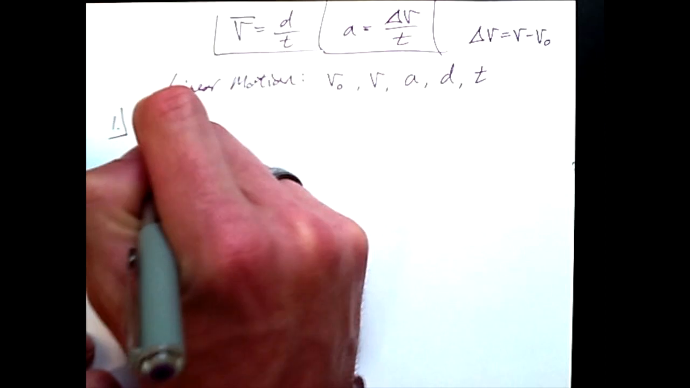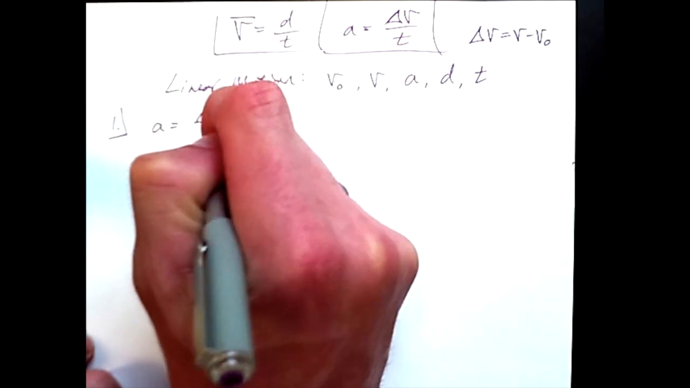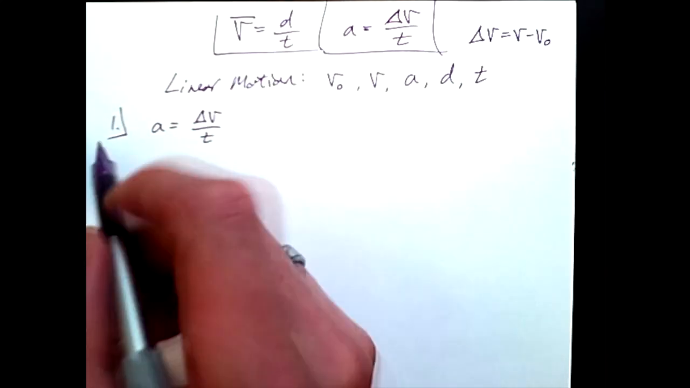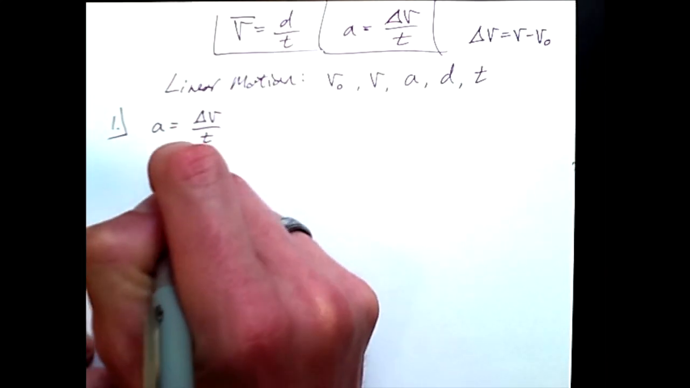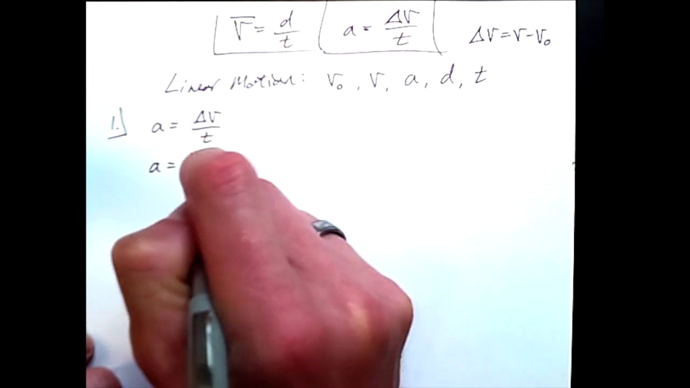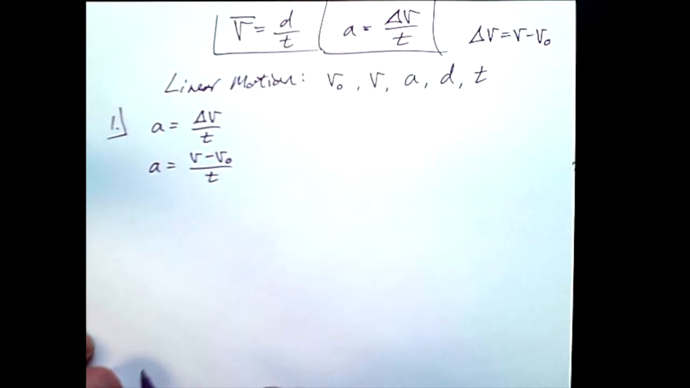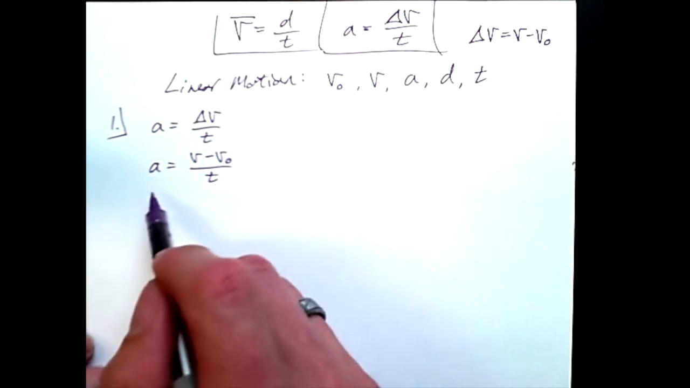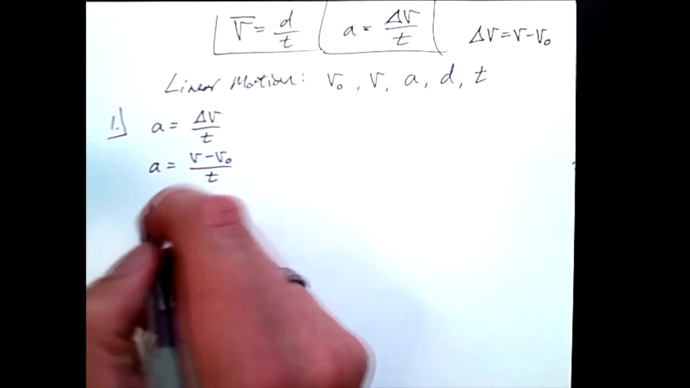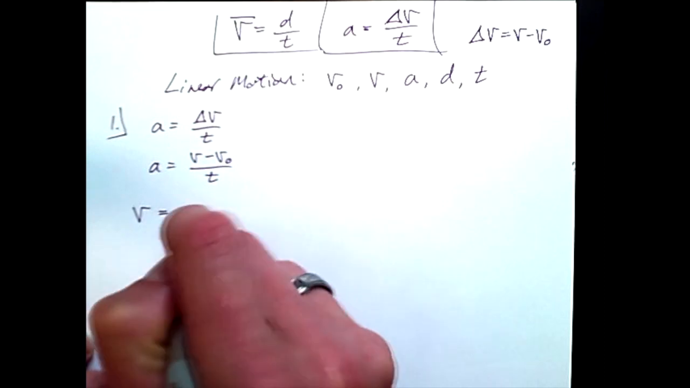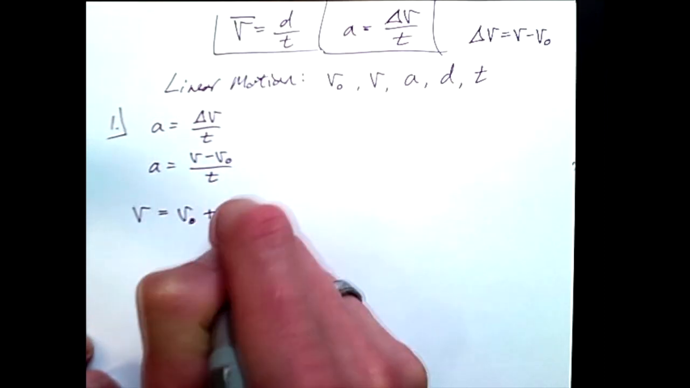So if I start with the acceleration as the change in velocity divided by time, I know that the change in velocity is the final velocity minus the initial, so this can be substituted in here for the delta as v minus v naught over t. Then through some simple algebra, we're going to simply rearrange by multiplying by t and adding v naught. And so we end up with a formula that the final velocity is v naught plus a times time.